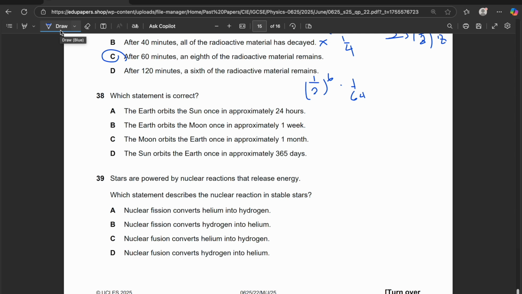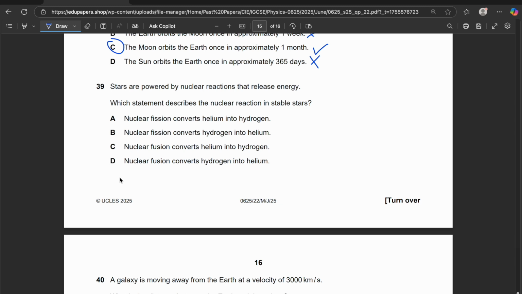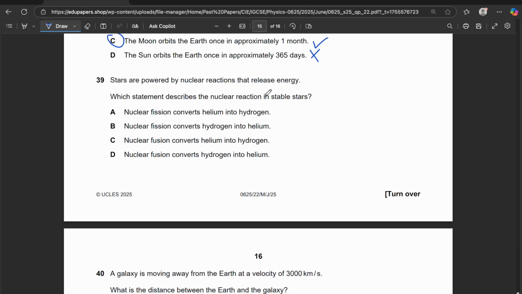38. Which statement is correct? A. The Earth orbits the Sun once in approximately 24 hours. Well, it completes the orbit once in 1 year with 365 days. So, wrong. B. The Earth orbits the Moon once in approximately 1 week. This is also not true. C. The Moon orbits the Earth once in approximately 1 month. D. The Sun doesn't orbit the Earth, so this is also wrong. C.